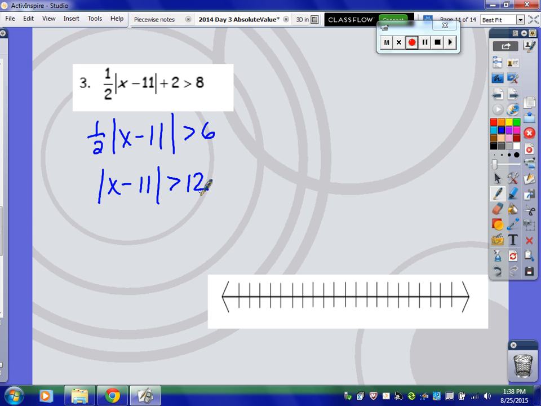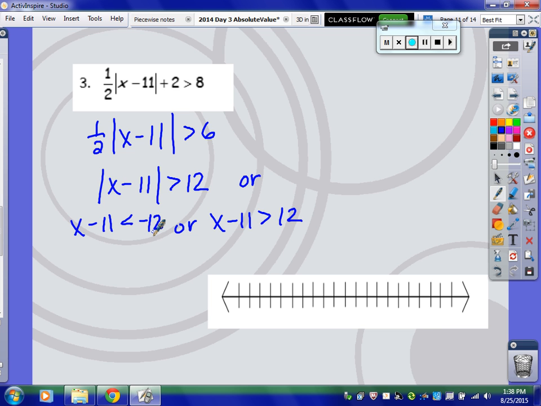Alright, now we get a sign. This is an and or an or question. Greater is or, so this is going to be an or. Ors point out on a boat. So here again, we're rewriting this in a different form, getting rid of that absolute value so we can solve this inequality. So x minus 11 is greater than 12, or x minus 11, flip the inequality, change the sign on that second inequality, is less than negative 12.